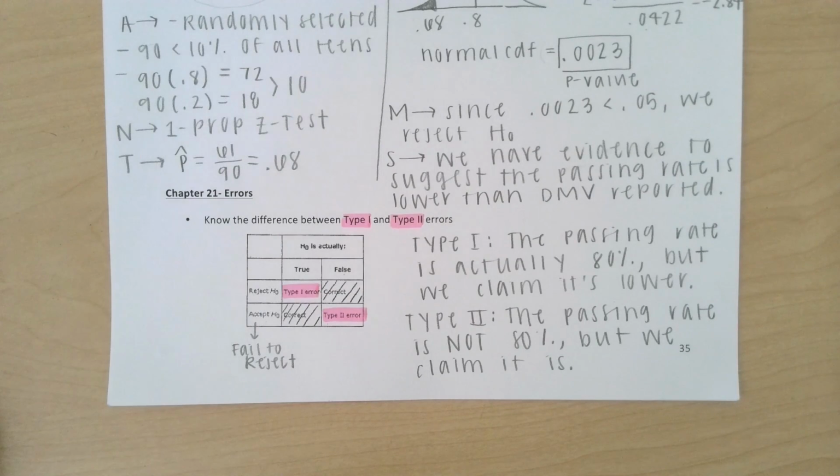Oftentimes on the AP exam, what they'll do is have you run a hypothesis test like we did right here, and then they would ask you to describe a type 1 and a type 2 error as we just did below. Type 1 and type 2 errors you could often see on the multiple choice part of the test as well.